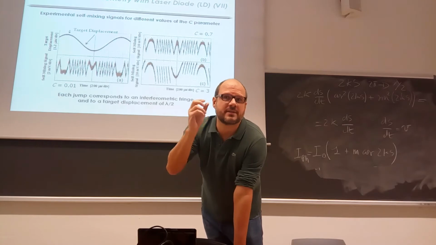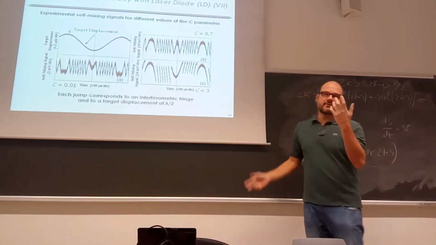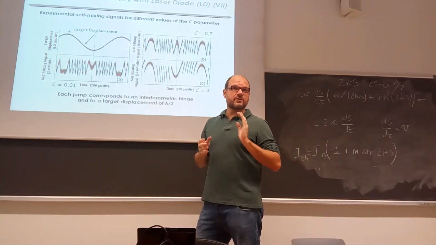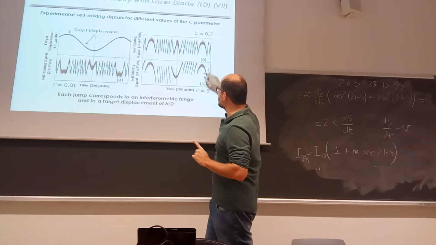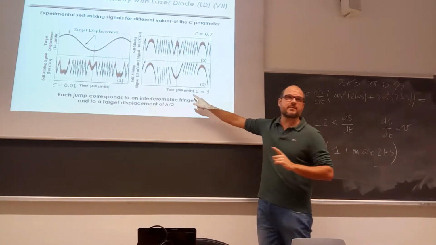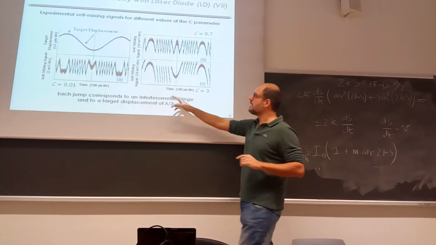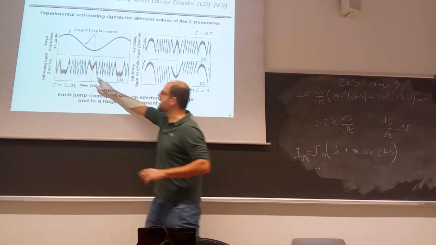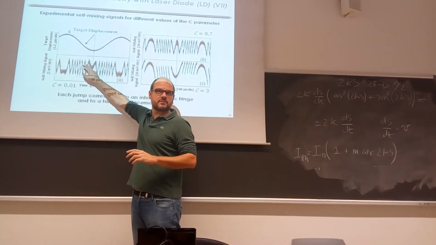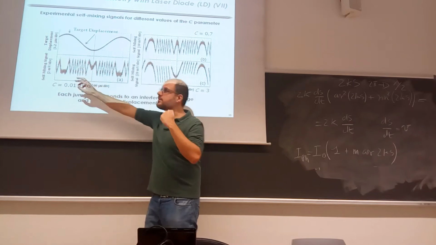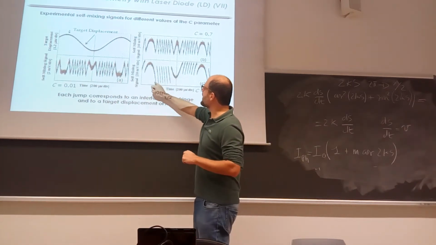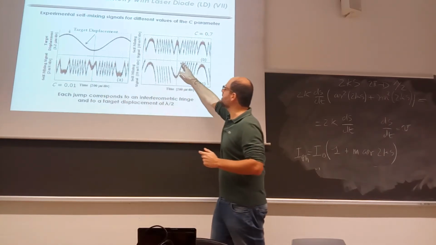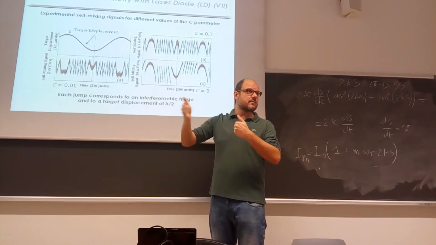oscilloscope images of what happens onto the photodetected current. Okay? So just looking at the amplitudes of the signal, if you work with a value of the C parameter that is higher than 1, you see this particular shape that is, of course, completely different from a cosine function. But it is very useful, because here you have a positive jump if you are coming back toward the laser, and you have a negative jump if you're moving away from the laser.